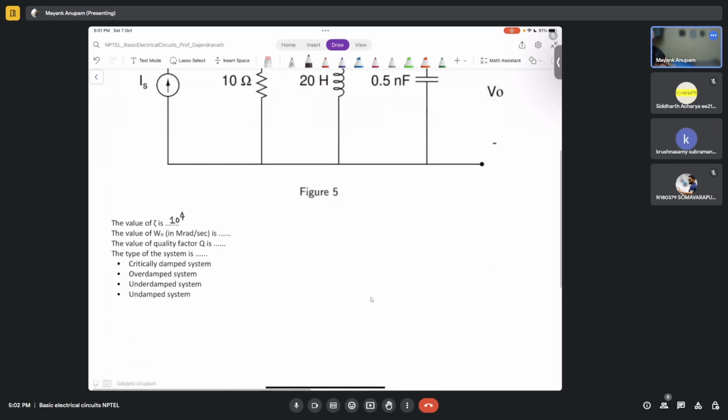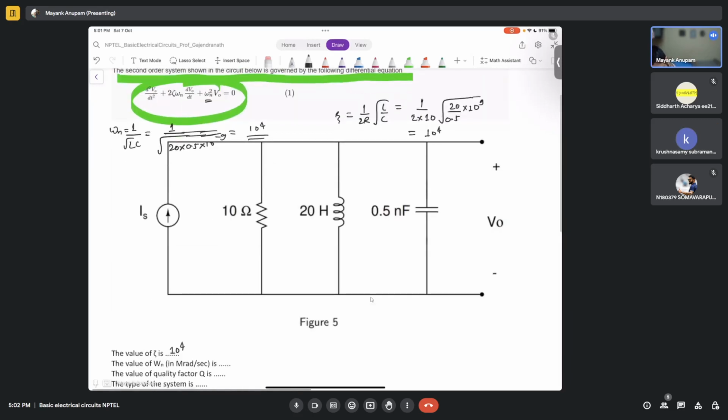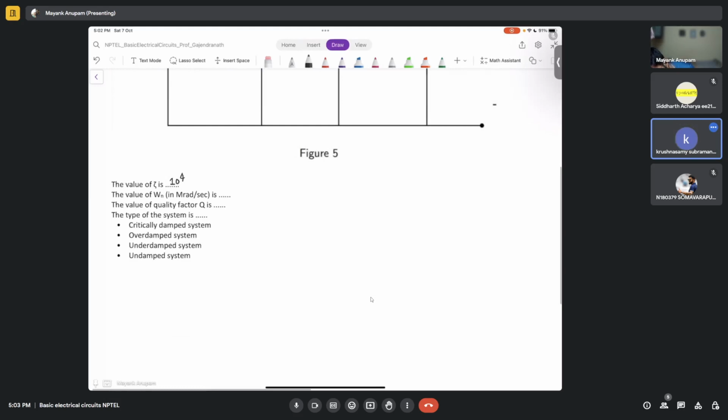So how much is that in terms of mega radian? This is radian per second. So how much is that? It is 0.01 mega radian per second, right? 0.01.